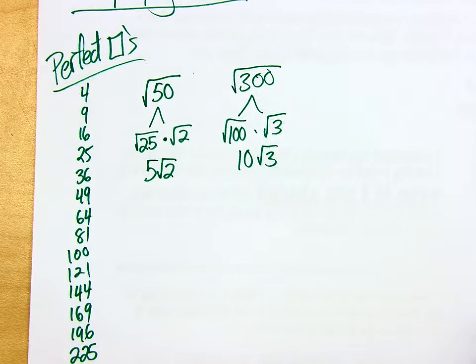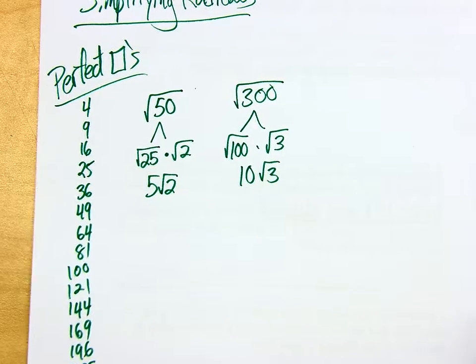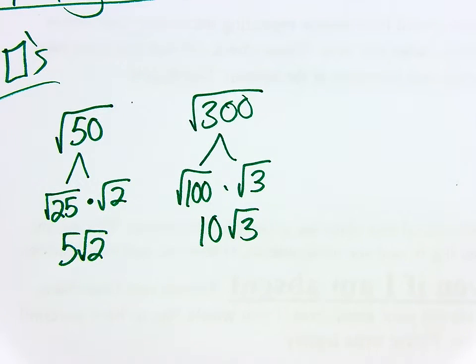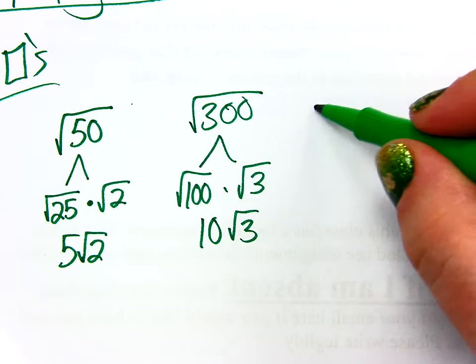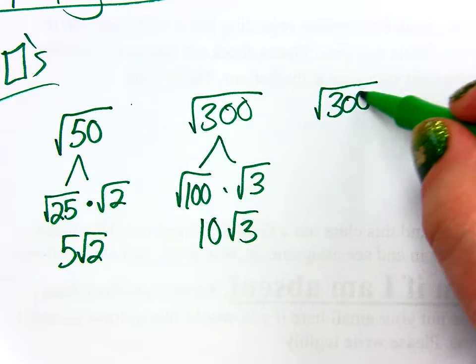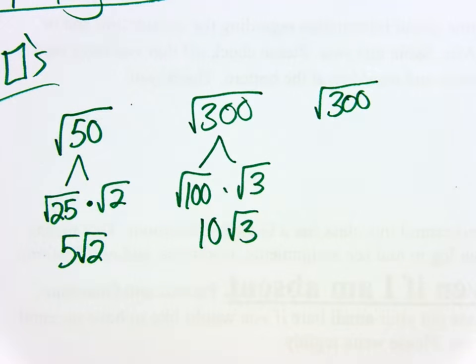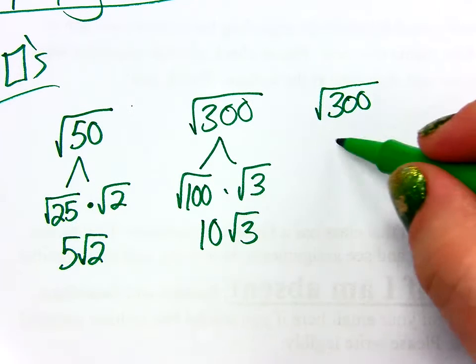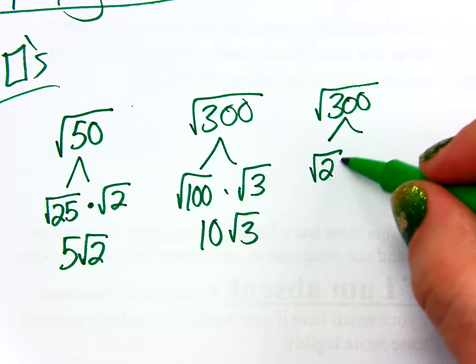Now, I want to show you what happens when you don't pick the largest perfect square. So let's go back to 300. Doesn't 25 go into 300? It does, and 25 is a perfect square. How many times?